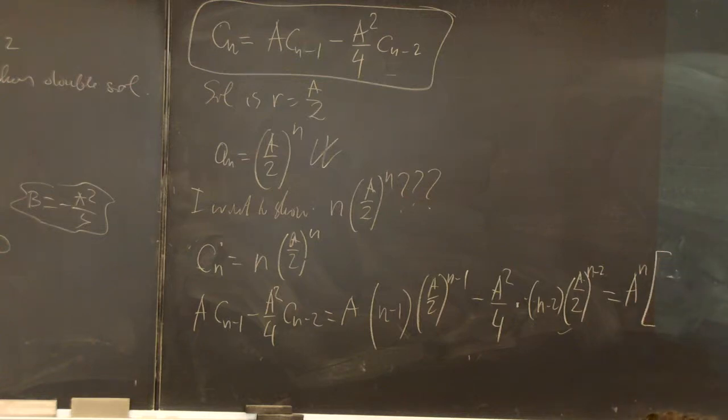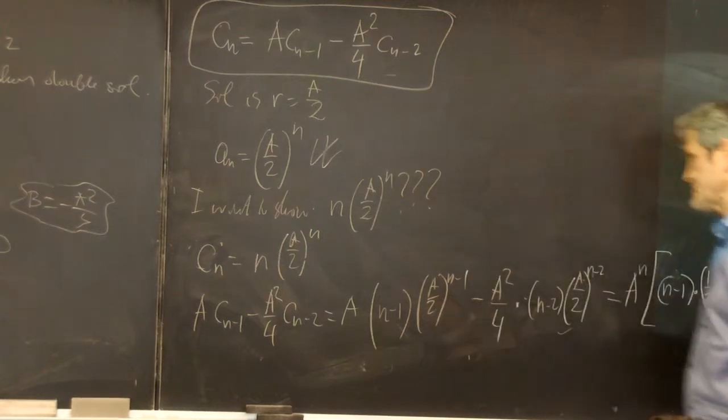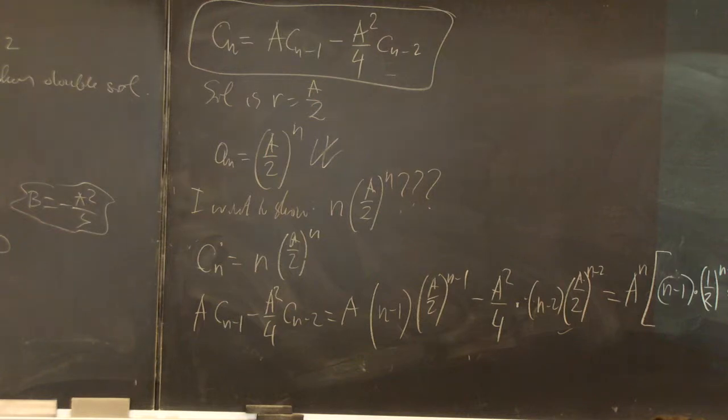It's n minus 1 times 1/2 to the n minus 1, because I put A, but not the half. Minus 1/4 times n minus 2 times 1/2 to the n minus 2. So my a's are good, but I left the halves for a moment.